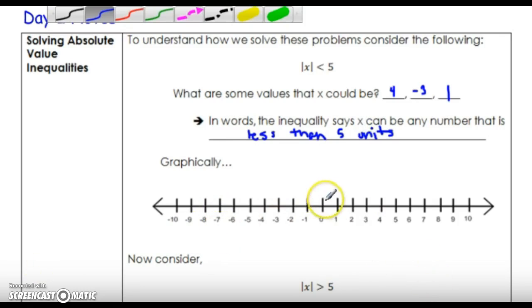Graphically, what that would look like if we're at 0 here, then we have up to kind of this value. That would be 5 units, so anything in there. And then going this direction here, that would also be 5 units. So anything from here or here.